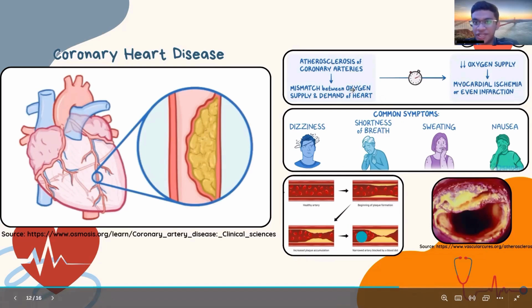Arteriosclerosis of the coronary artery will cause a mismatch between oxygen supply and demand of the heart. Low oxygen supply will cause myocardial ischemia or even infarction. Common symptoms of coronary heart disease are dizziness, shortness of breath, sweating, and nausea.